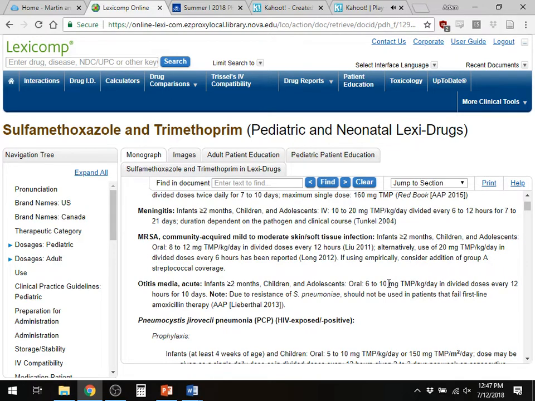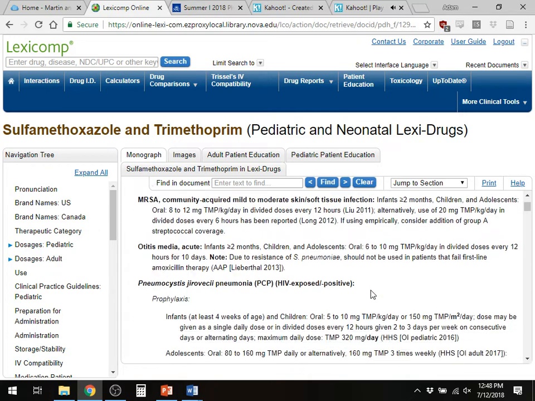Okay, so I'm going to do 10 milligrams of trimethoprim per kilo per day. I have a 10 kilogram kid, so how much are they going to get? 100 milligrams of trimethoprim per day. How often am I giving it? Twice. So what does that mean? Per dose, I'm going to be giving 5 milligrams per kilo per day. I'll show you that in a second here. Just keep this in mind.